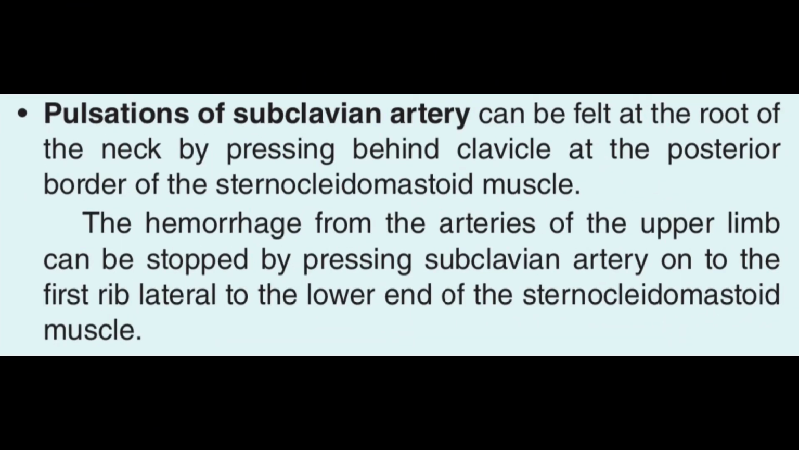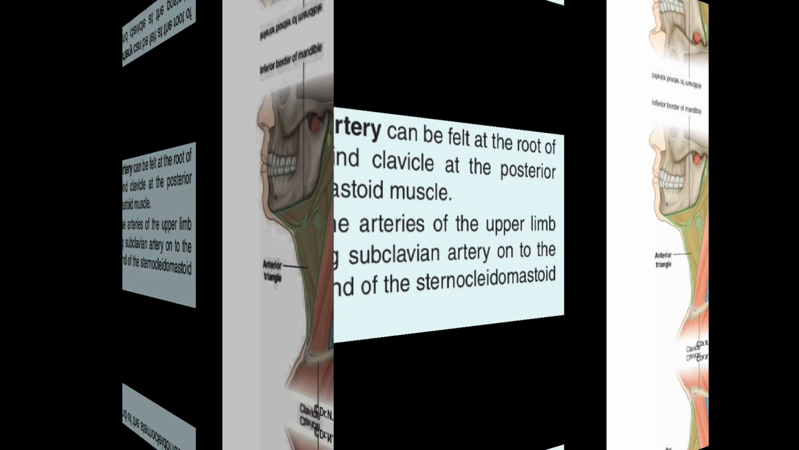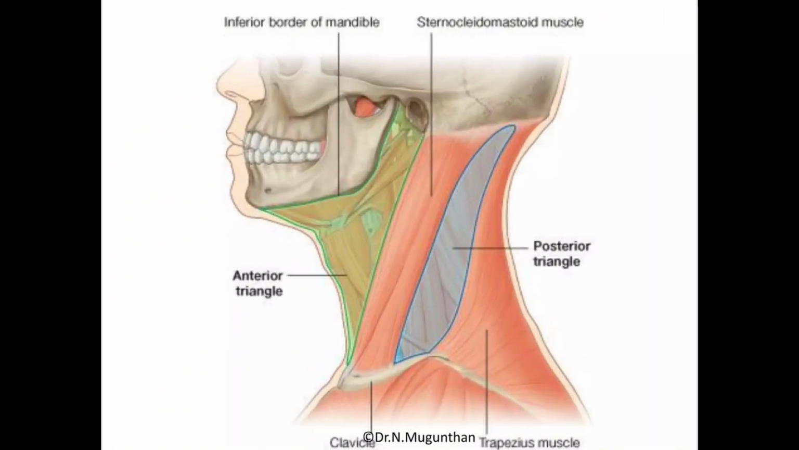Also, there is a pulsation of the subclavian artery at the root of the neck. When you press behind the clavicle, at the posterior border of the sternocleidomastoid, it's always helpful. There's pulsation there. So hemorrhage from the artery of the upper limb can be stopped by pressing the subclavian artery on the first rib. You get it now? I hope it all makes sense to you and you understood everything I've talked about in the posterior triangle of the neck.